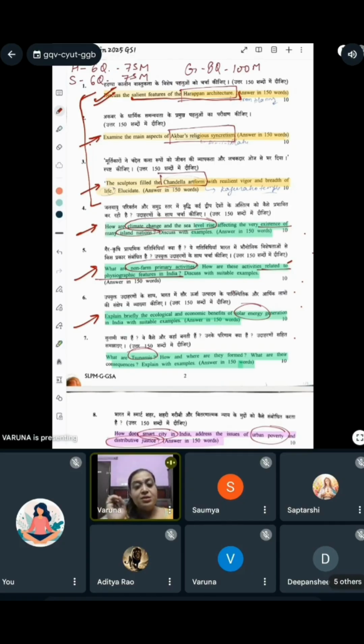UPSC nowadays is focusing majorly on the interlinking part. So we have to prepare with it. Okay. Now, the next question. What are tsunamis? How and where are they formed? What are their consequences? Explain with example.